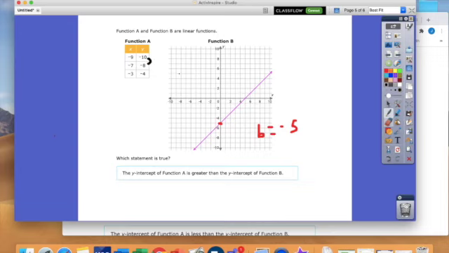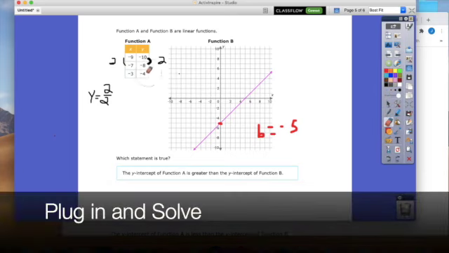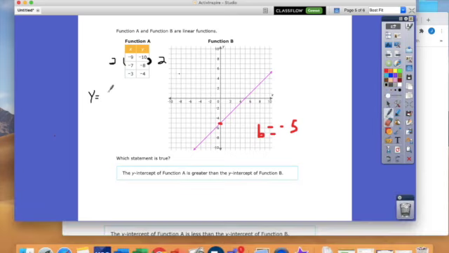Negative 10 to 8. Okay, that's going to be positive 2. Negative 9 to 7. Positive 2. So I got y equals 2 over 2 for my slope, right? 2 over 2, but that just simplifies to 1. So I have 1 x plus b. Okay, let's plug in a point and go to work. You ready? Let's pick this one.